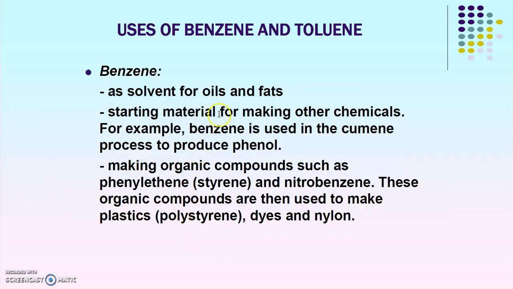Next is uses of benzene and toluene. So you need to know a bit. So benzene, a solvent for oils and fats, starting material for making other chemical. For example, benzene is used in the cumene process to produce phenol. So cumene ni agak berbahaya juga. So tapi dia biasanya akan produce untuk phenol, making organic compounds such as phenylethene, styrene. So styrene ni polystyrene yang you guna pakai hari-hari tu. This one compound are then used to make plastic, dyes and nylon.